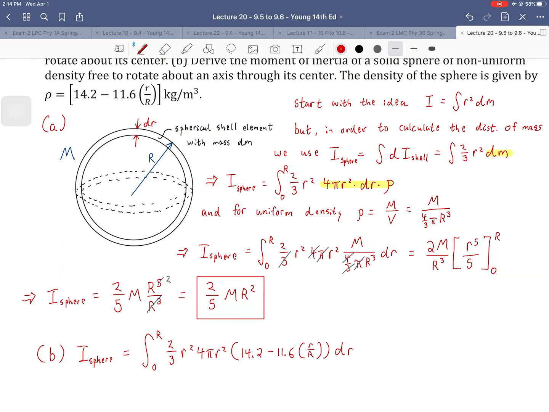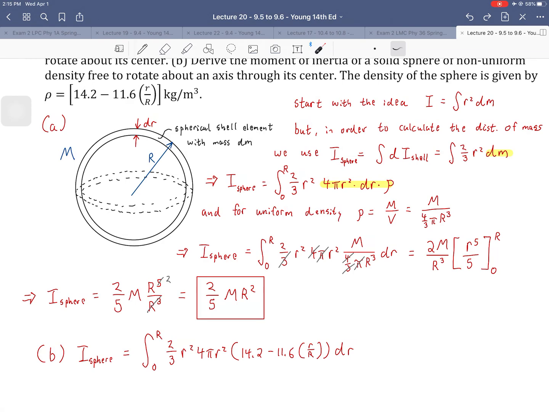And do notice what this density is telling us. When the variable little r equals big R, this expression becomes 1, and so we just have 14.2 minus 11.6 at the very surface of the shell. That would be the least dense part of the sphere. And when the variable r equals 0, the density becomes higher and higher. It actually goes up, and so the densest part of the sphere is the very middle, where it's exactly 14.2 kilograms per cubic meter.